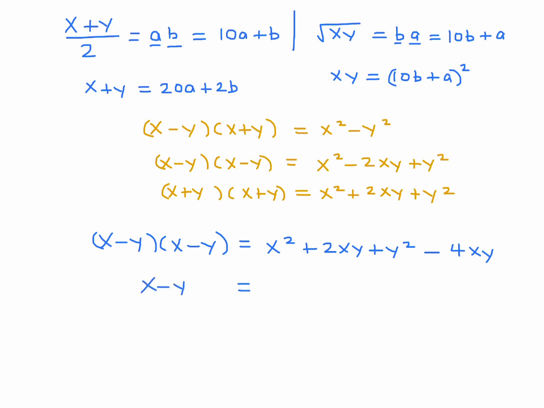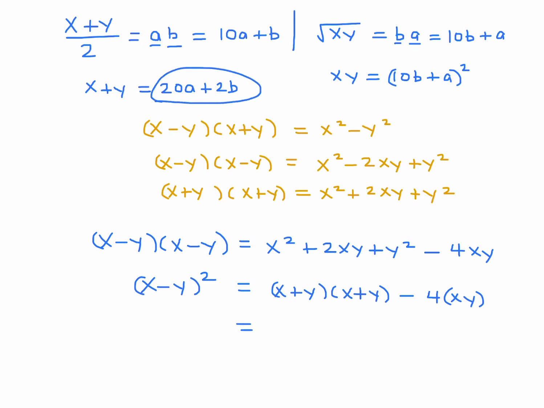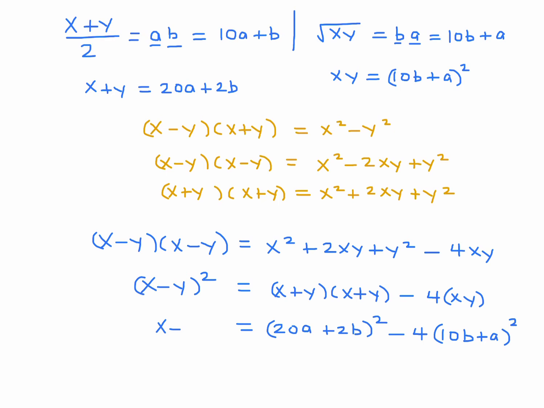This side, of course, just becomes (x minus y) squared. And then this side, those terms are just (x plus y) times (x plus y). And then we've got this minus 4 times xy. And this we know, and this we know in terms of our a and b. So (x plus y) times (x plus y) is this times itself. So it's (20a plus 2b) all squared. And then xy is this right here. So we put that in, (10b plus a) all squared. And this is, of course, (x minus y) squared.